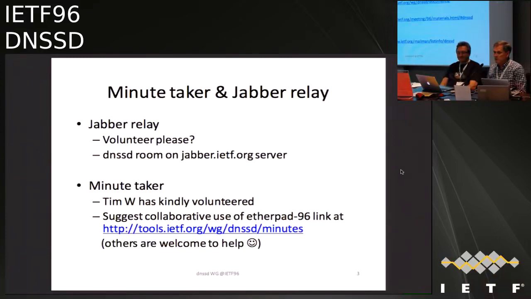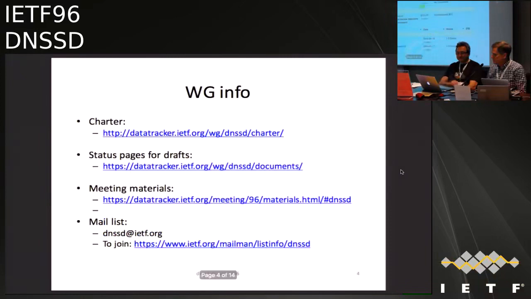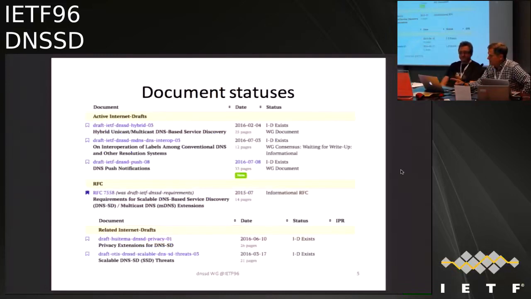Here's all of our usual background information and the document statuses. Dnssd hybrid we're going to mention in a later slide. MDNS DNS interop is waiting for a Shepherd's cover sheet, and then it will go to the IESG. Dnssd push we'll talk about during today's session. We'll also be talking about the privacy document as well.